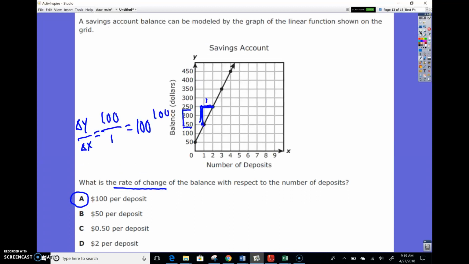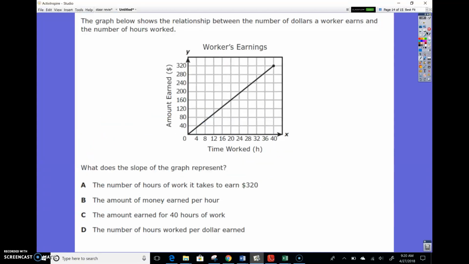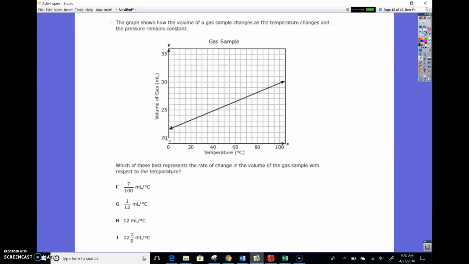The other thing that you need to look at is, this is number of deposits and this is the balance. So this is dollars, so dollars per deposit, y divided by x. Now, try this on your own, and then go ahead and do this.